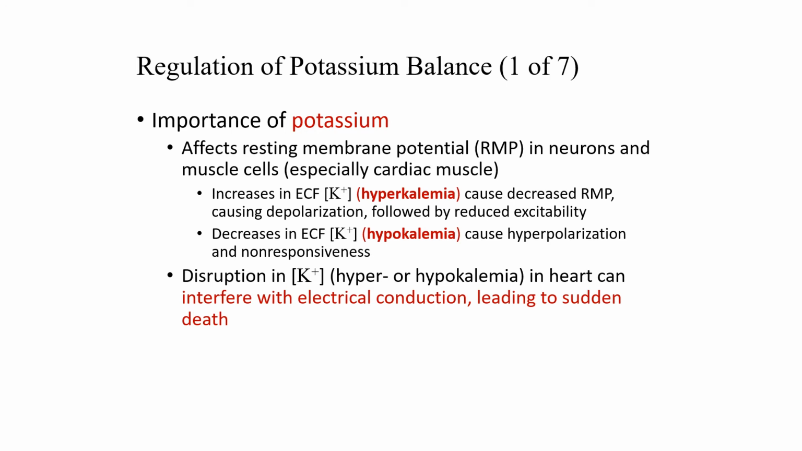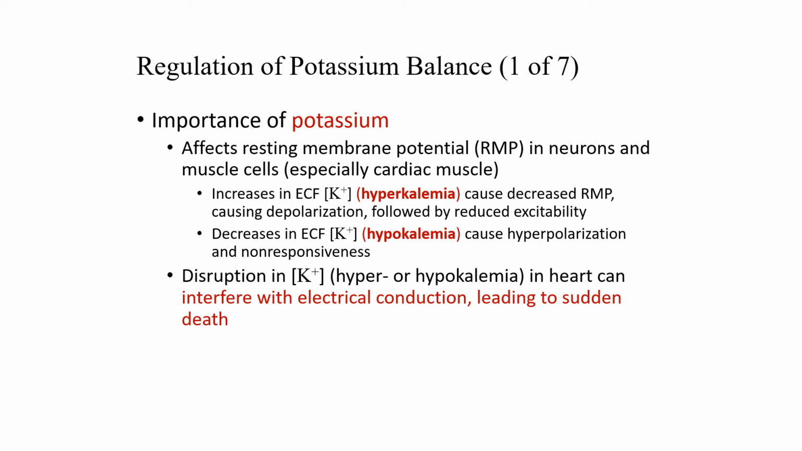Potassium is a very important cation because it drives the resting membrane potential in our muscle cells, especially the cardiac muscle cells and the neurons. Without potassium, then we don't get the membrane potential that is necessary to make sure that our electrical system works properly.